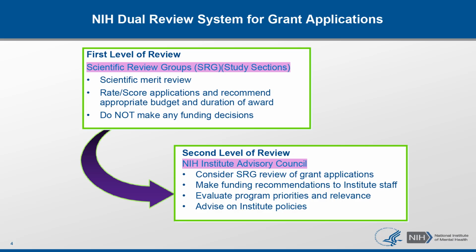So first, it's important to make the point that grant applications are reviewed by the NIH at two different levels. There's the first level of review, which is the study section. That is also called the scientific review group. And those panels are charged with evaluating the scientific merit of the application.